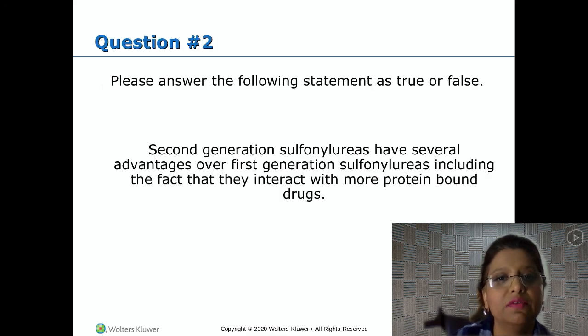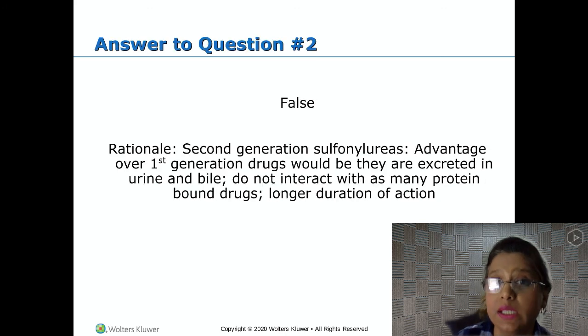Question. Second generation sulfonylureas have several advantages over first generation sulfonylureas, including the fact that they interact with more protein-bound drugs. False.